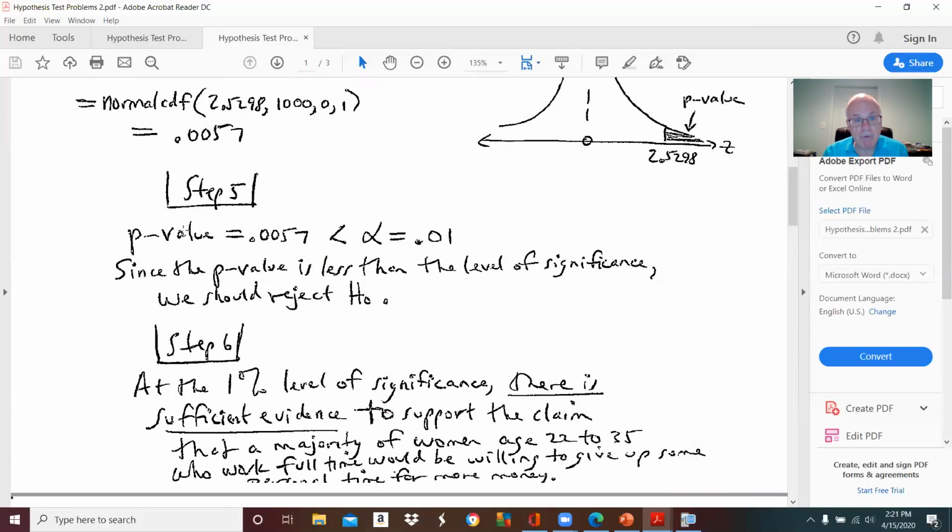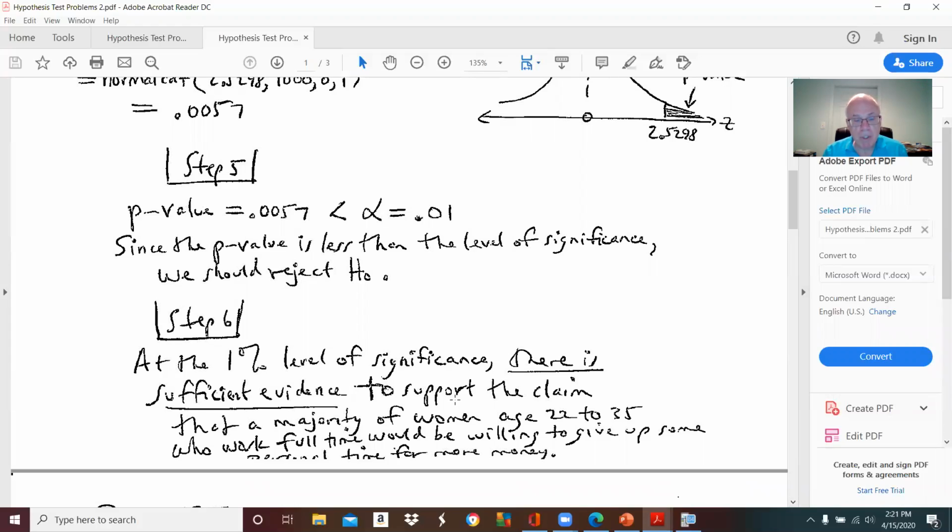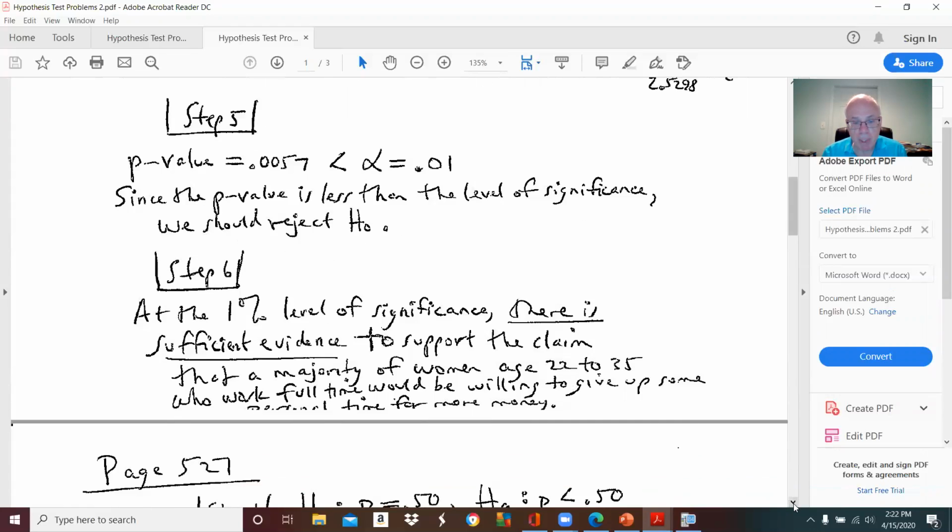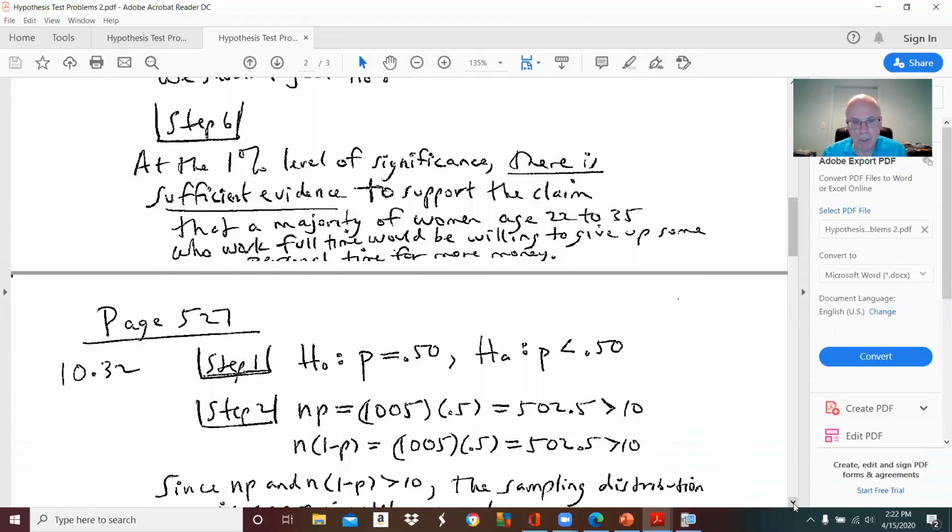Step 5 is we compare the p-value to our alpha. It's much smaller than the alpha, so we're going to reject the null hypothesis. And step 6 typically is an interpretation. In the interpretation, we always state the level of significance. So we would say something like, at the 1% level of significance, there is sufficient evidence to support the claim that a majority of women ages 22 to 35 who work full time would be willing to give up some personal time for more money. That could get cut off a little bit at the bottom there, but as you can see the words.